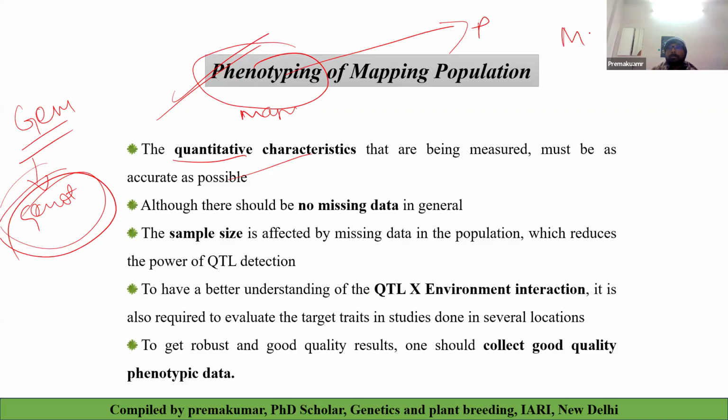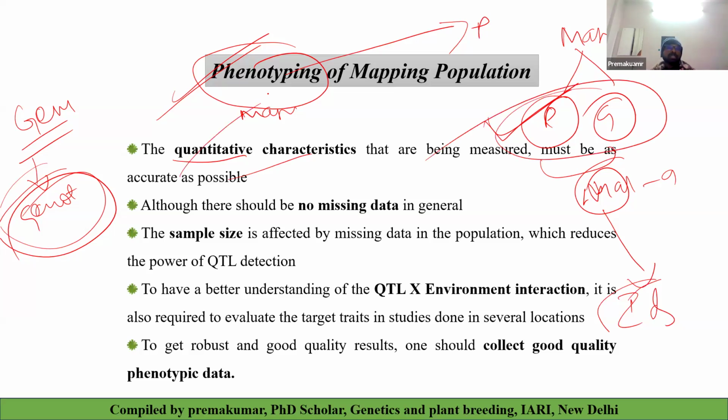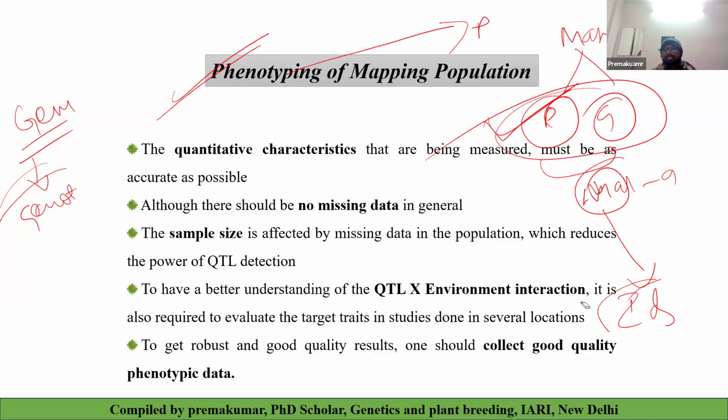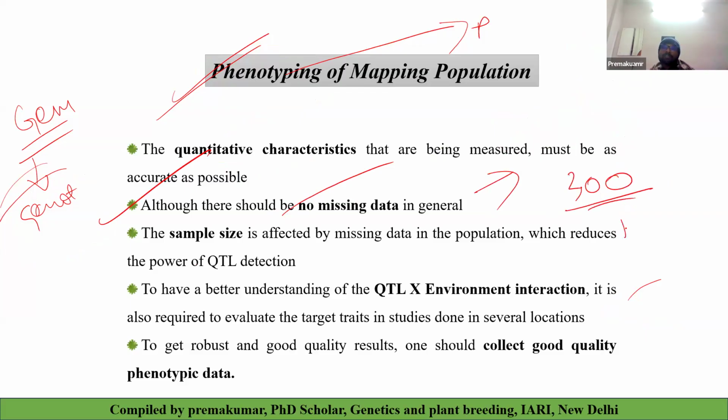For mapping, both phenotyping and genotyping should be very good, and phenotyping should be very precise. After mapping a particular marker to a gene, then by using only the marker, we can do indirect selection. But for mapping, phenotyping should be very, very accurate. If you do anything wrong in the phenotyping, everything is going to mess up. Then there should be no missing data, because if you are taking 300 individuals, you should have phenotypic data of all 300 individuals. If you miss any individuals, it will create errors.